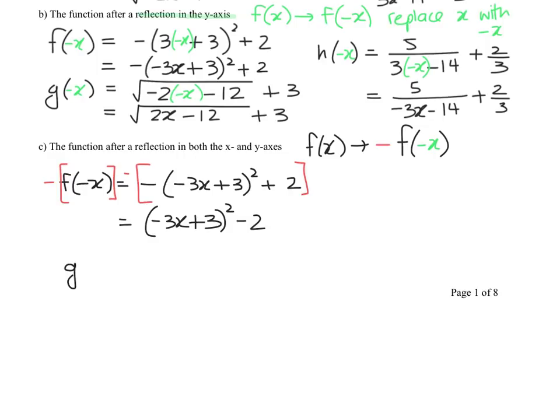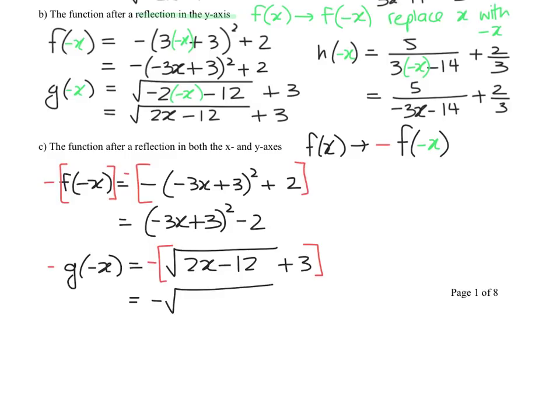And I'm going to repeat that with g of negative x. It's square root 2x minus 12 and then plus 3. But again, I'm going to reflect on the x-axis so that I will end up with negative square root 2x minus 12 and then minus 3.